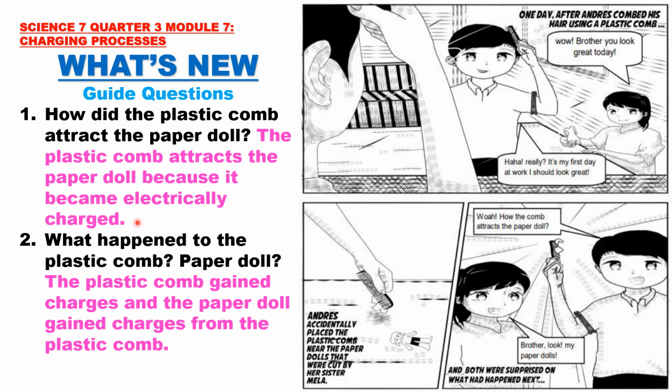So paano nagkaroon ng electric charge ang ating plastic comb? So kanina sa ating kwento, 'di ba? Ang ginawa ni Andres ay nirub niya yung kanyang plastic comb sa kanyang hair. So nung nirub ni Andres yung kanyang plastic comb against his hair, the comb became electrically charged. Next, number 2. The plastic comb gained charges and the paper doll gained charges from the plastic comb.